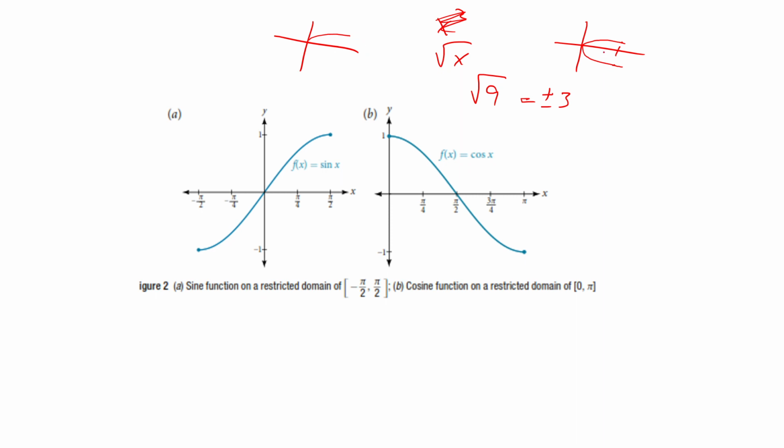It's because this isn't a function. Remember, the vertical line test checks to see if something's a function. If you draw a vertical line here, this is not a function because it hits in two places. And so what we do is we do a trick.